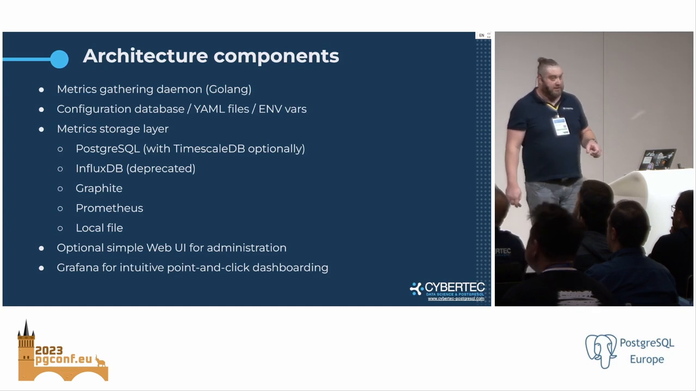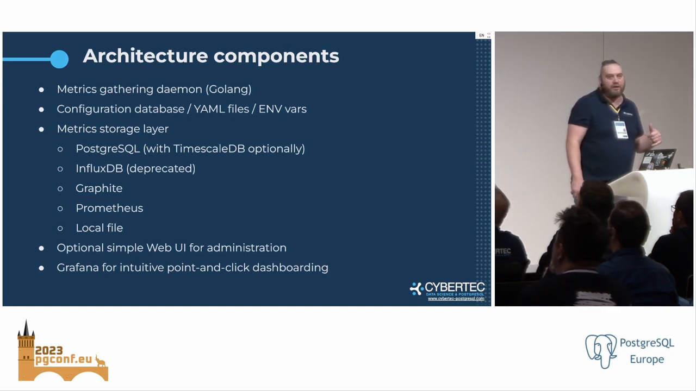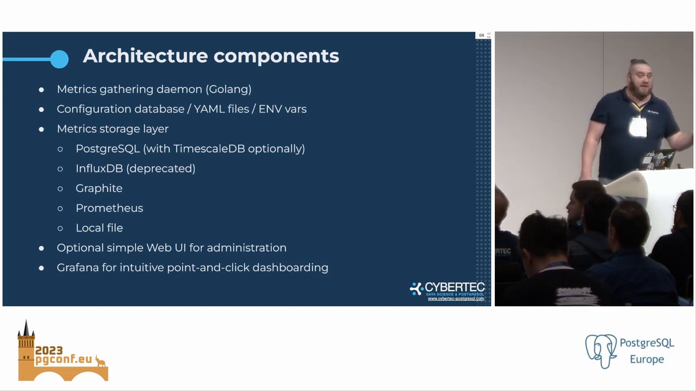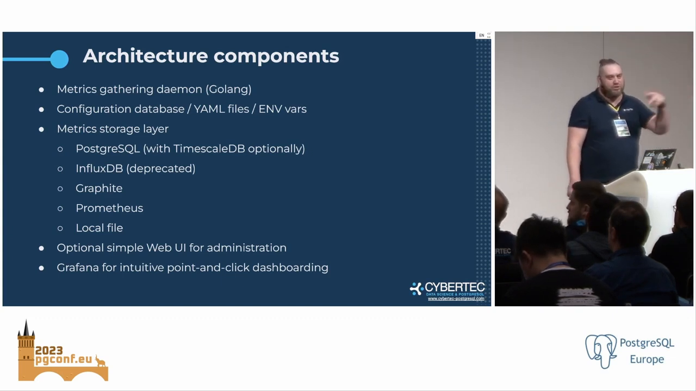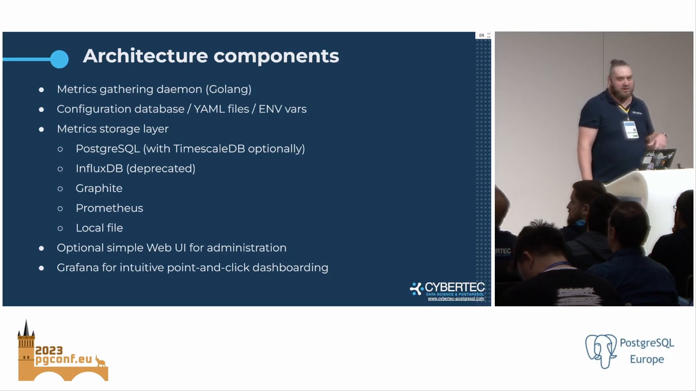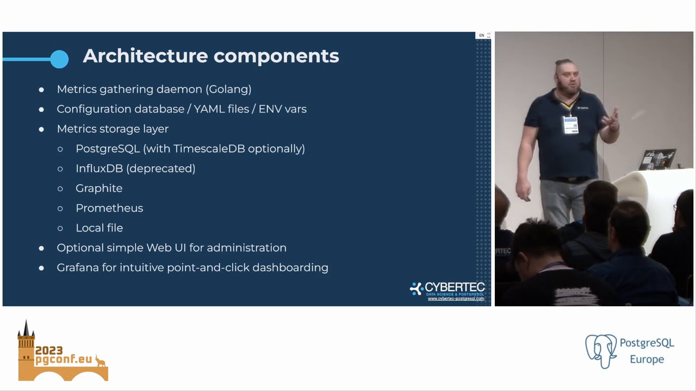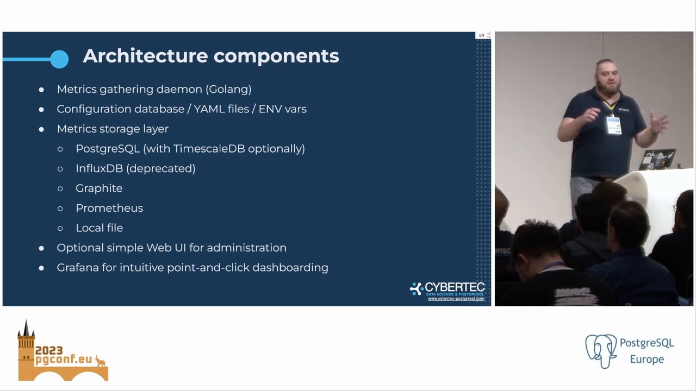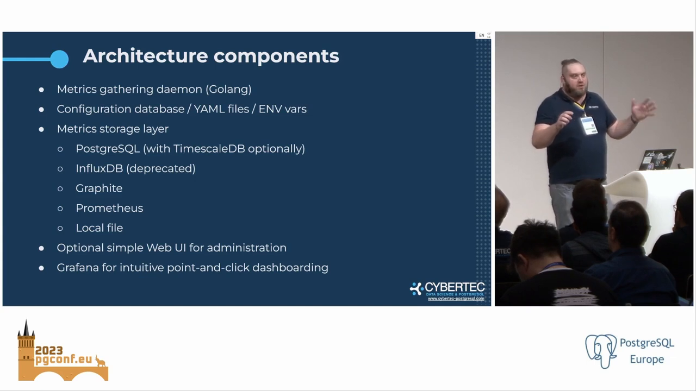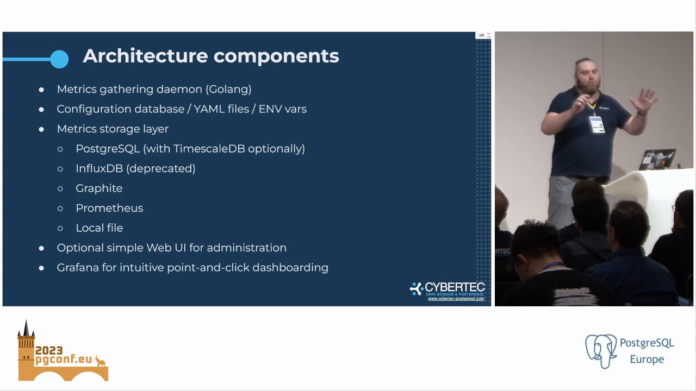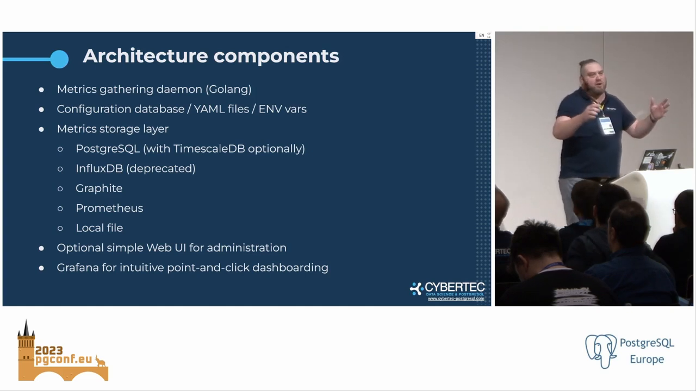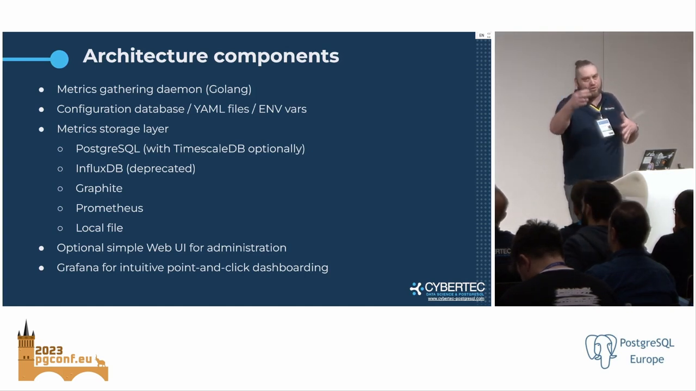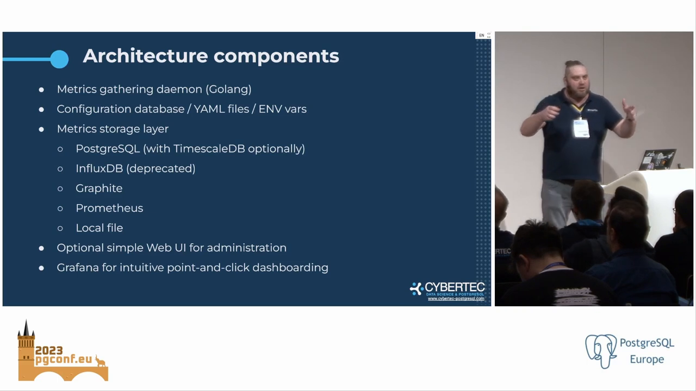Prometheus, Graphite, and a local file. Why a local file? Well, as I said, for example, if you want to push it to AI for analysis, or you may want to apply different retention policies. You want to keep the data for 1 week in your database, but you want to keep the data for a year, and then you can push your local file to S3, archive it, and store it there.